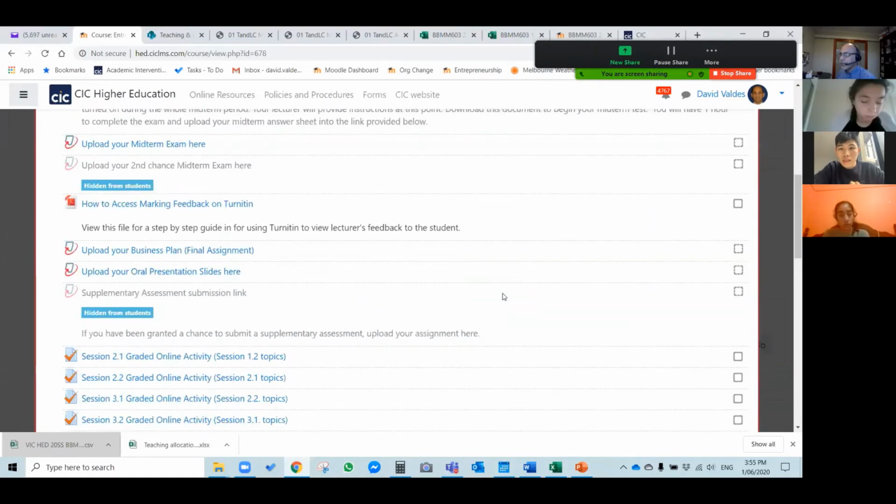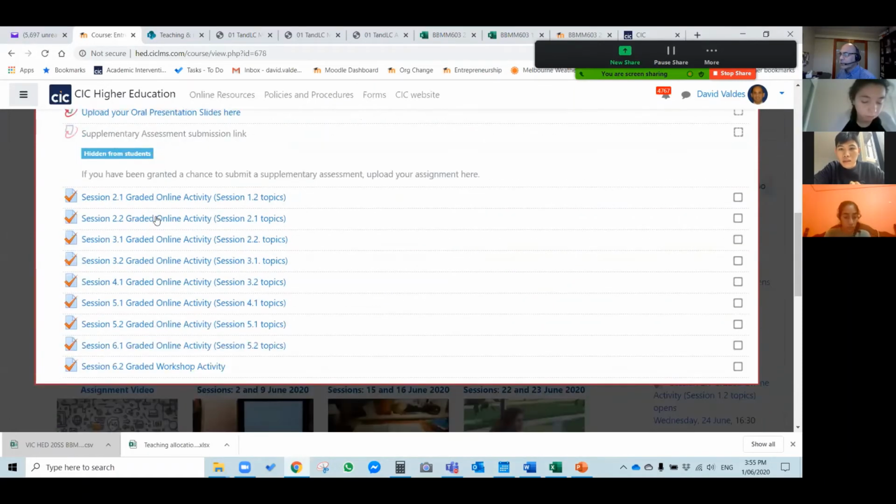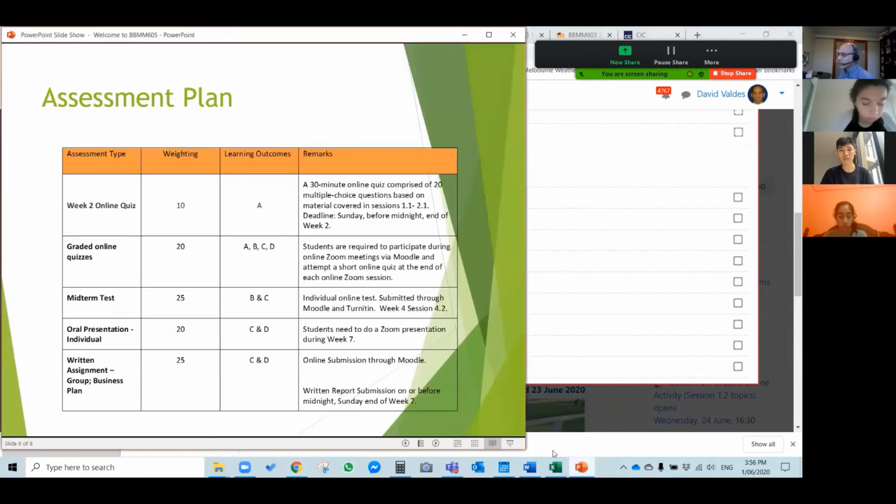Okay, so I have 9 graded activities. The first 8 are equivalent to 2 marks each, or 2% of your grade, for a total of 16%. And then the last one is 4%. So it is a little bit higher, this workshop activity, for a total of 20%, as seen here.